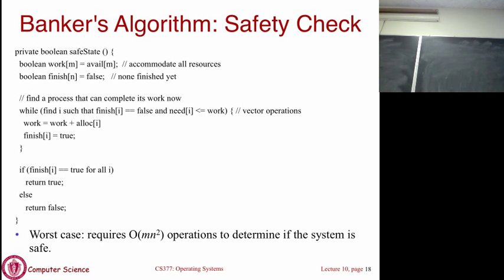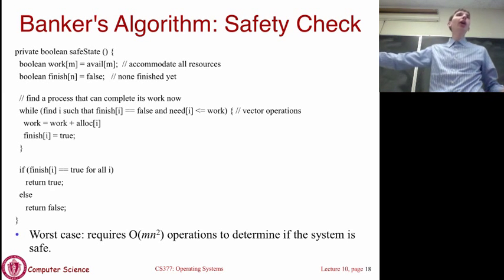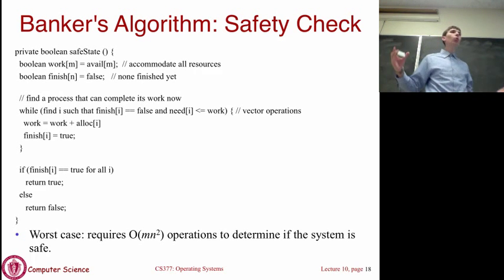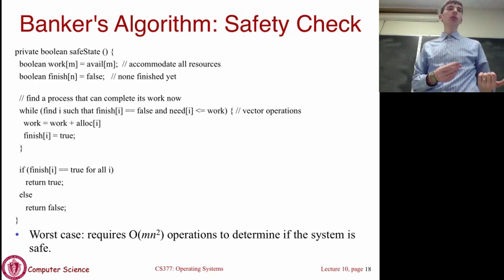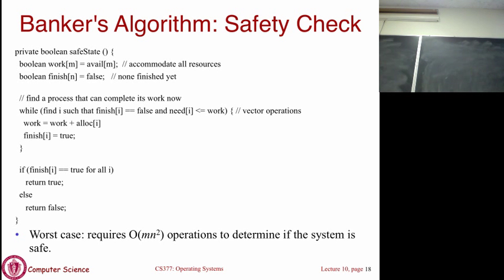So all this is doing is building up a sequence of threads that we could run one after another, and that sequence will guarantee that there's no deadlock, because of the assumption that a thread will never request more than the number of resources that it declared up front. Now, if every single thread finishes, which means finish[i] is true for all i, then what does that mean? That means we're in a safe state, right? Because we found some sequence that allowed everything to complete.